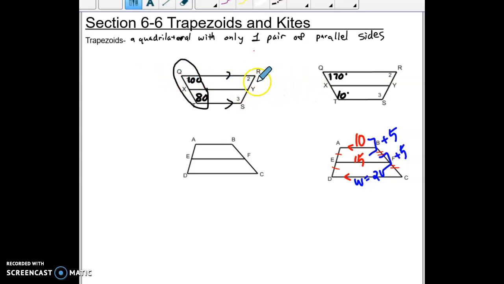Now, both sides may not be identical. You can have a trapezoid that looks like this. And in this case, it could be 90 and 90. But notice the right side equals 180, and this side equals 180, and this side equals 180.